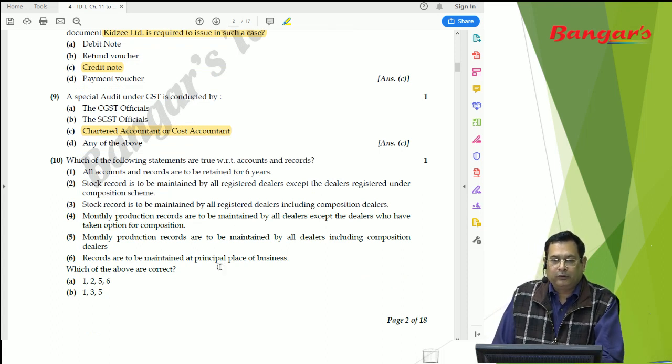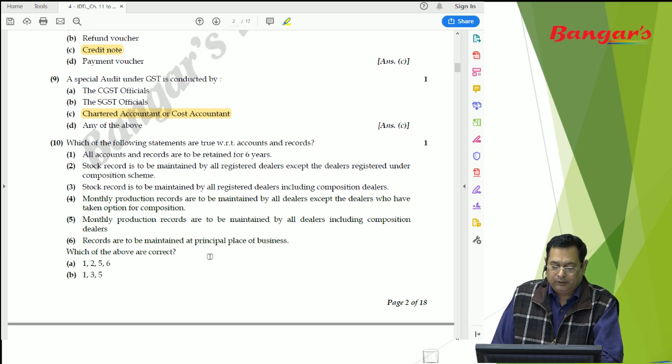That is, all accounts and records are required to be retained for, say, 6 years. This statement is true. Stock records are to be maintained by all registered dealers except dealers under the composition scheme. This is also true. Composition scheme dealers are not required to maintain stock records, as well as what? They are not required to maintain the tax details relating to input tax rate, because input tax credit is not availed by the composition dealers.